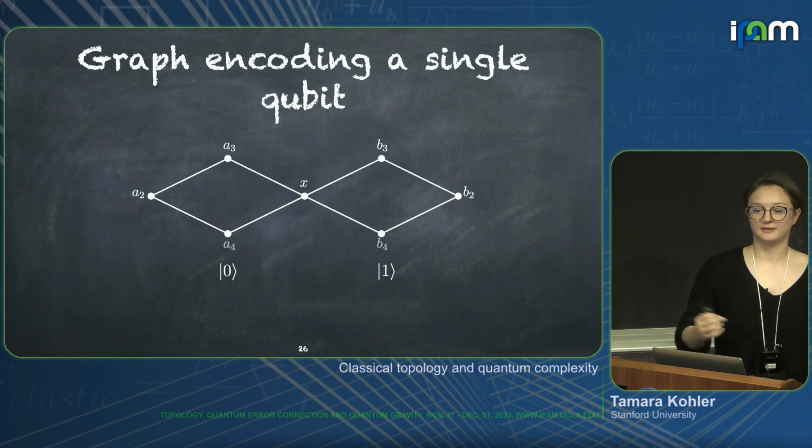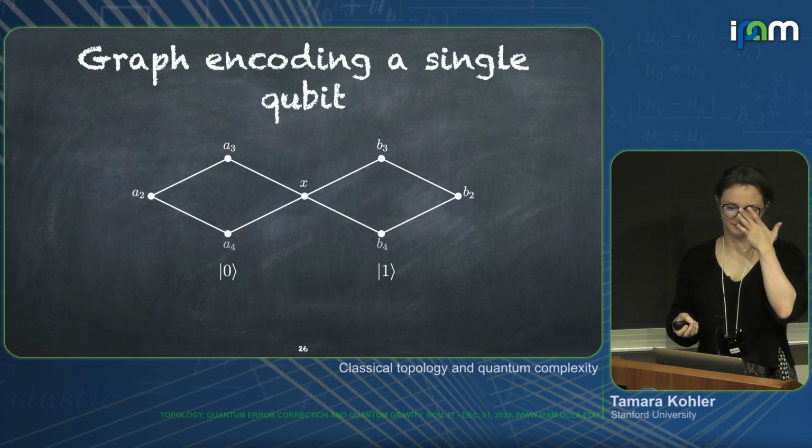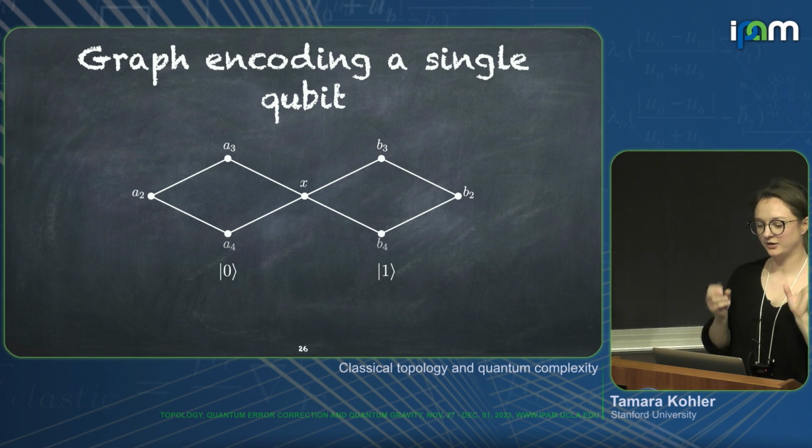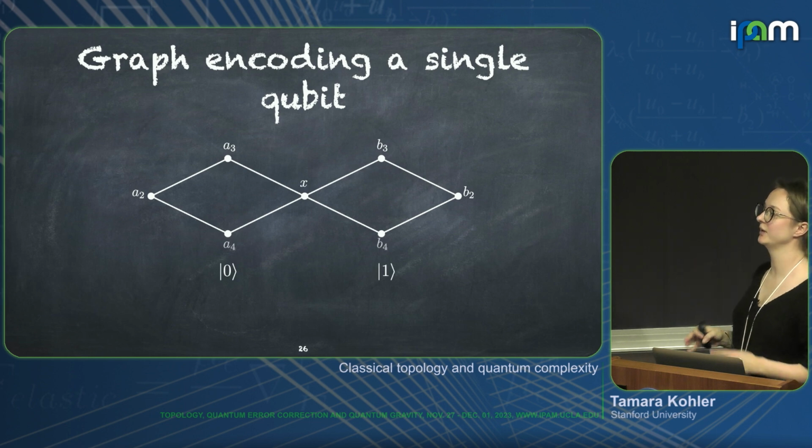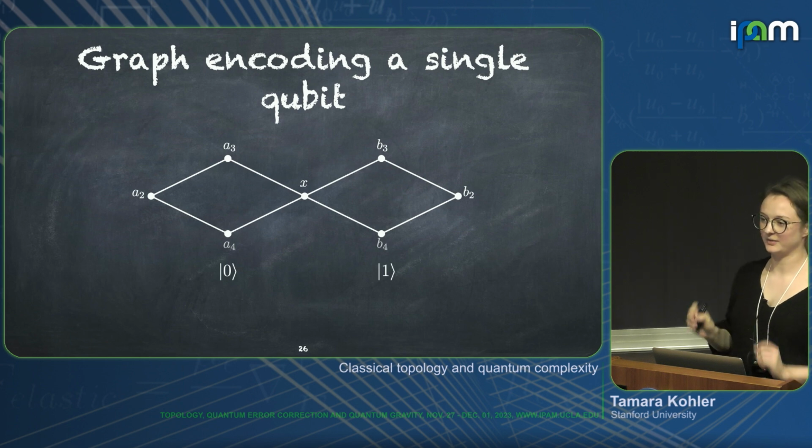Okay, so first off, what is this? How are we going to build these gadgets? So we're going to start off by looking at the graph, looking at single qubit gadgets. And first off, we're going to look at the graph that encodes a single qubit. So this is the graph that we're going to have encoding a single qubit.